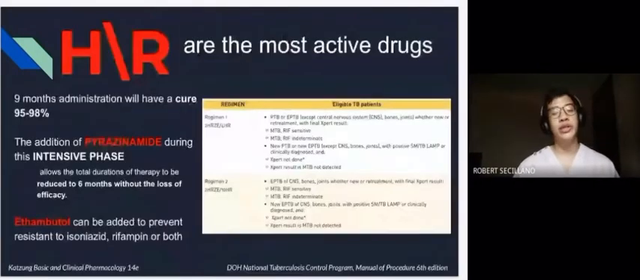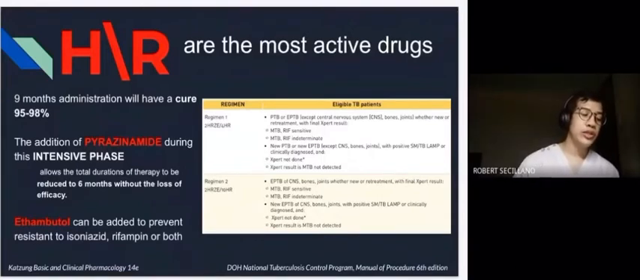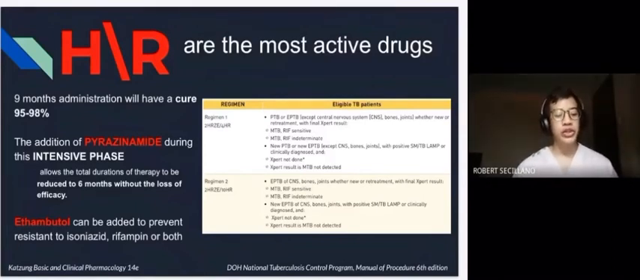So H and R are the most active drugs: isoniazid, H, and rifampicin, R. A combination of these, if administered for 9 months, will have a cure rate of 95 to 98%. Then the addition of pyrazinamide during the intensive phase allows the duration to be shortened to 6 months without the loss of efficacy. Ethambutol can be added to prevent resistance to isoniazid, rifampicin, or both. In our case, the patient has active pulmonary TB, so we can give regimen 1.